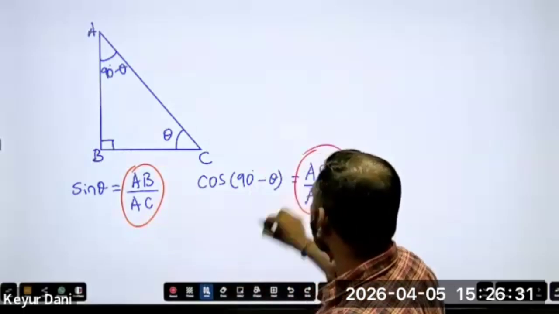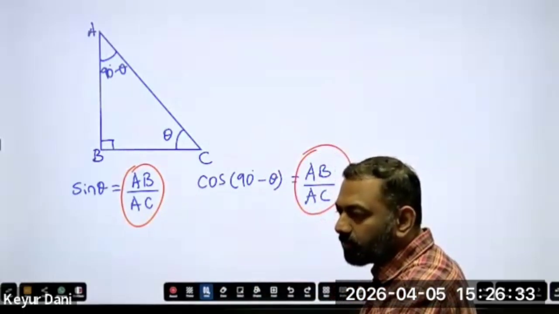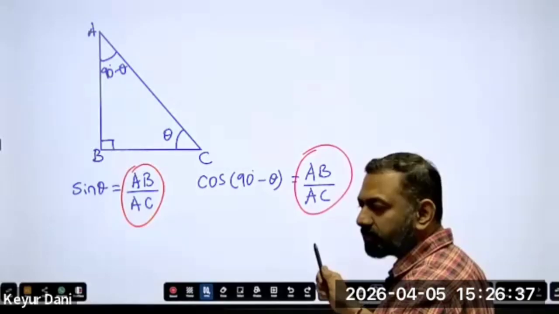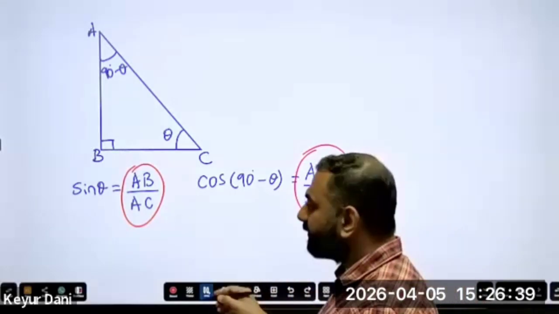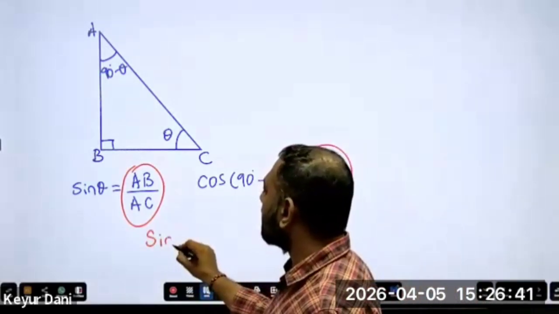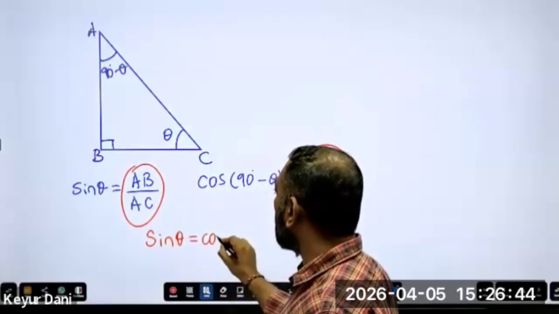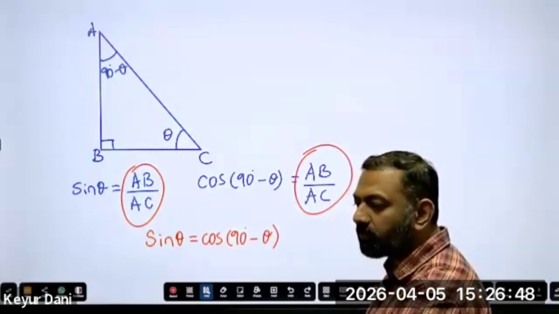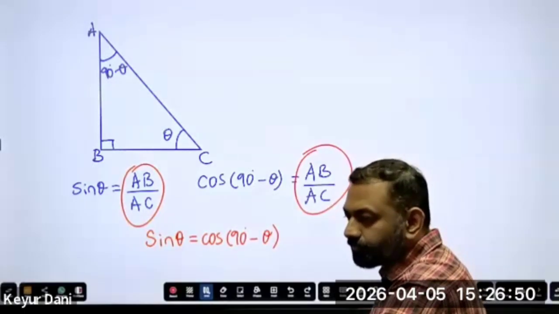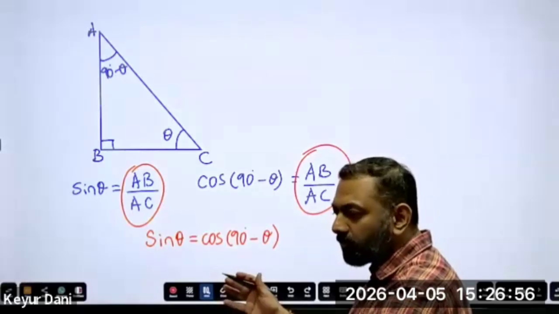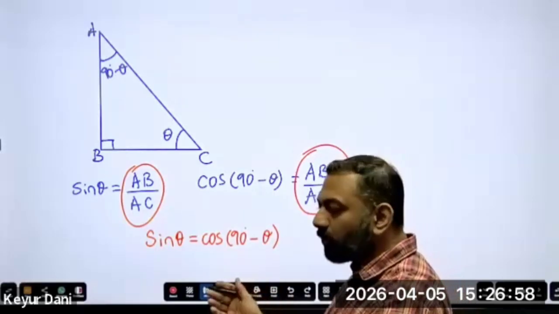Look at this. Both these ratios are equal. AB upon AC, AB upon AC, both the ratios are equal. So what did we derive? We derived sine theta is equal to cos of 90 minus theta. This is the formula. Understood?